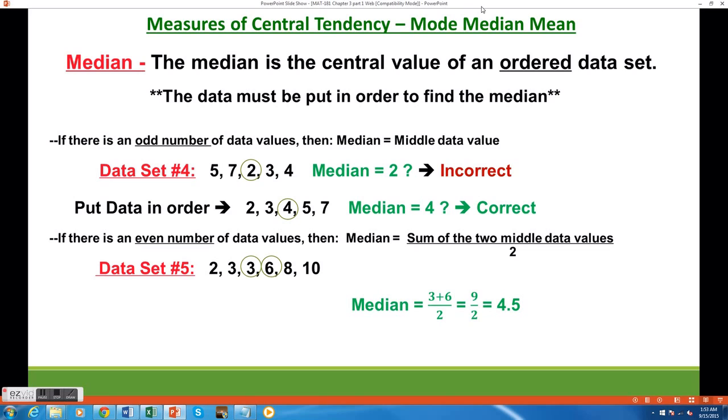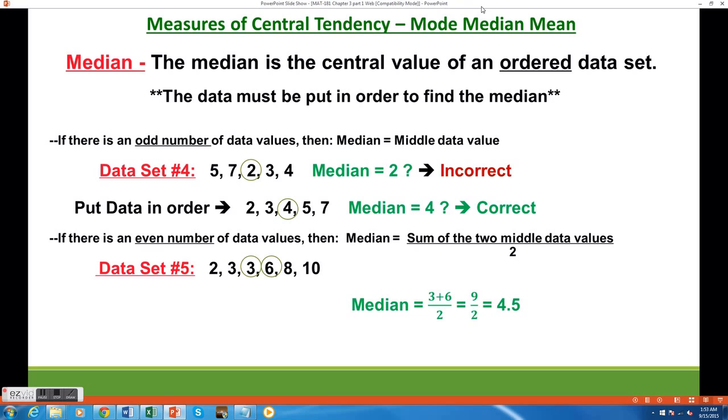The median is the middle value of an ordered data set. In dataset number 4, the median would not be 2 because the data is not in order. I can order the data from small to large or large to small, it doesn't matter. But once it's in order, I can find the median. Putting dataset number 4 in order gives us a middle value of 4, which is the actual median for that data set.